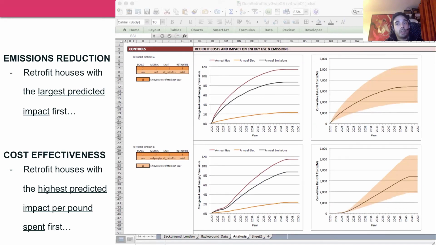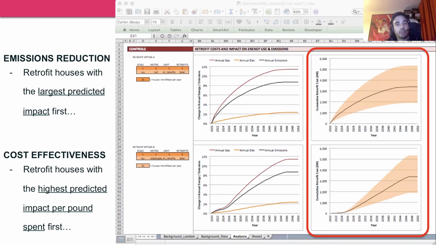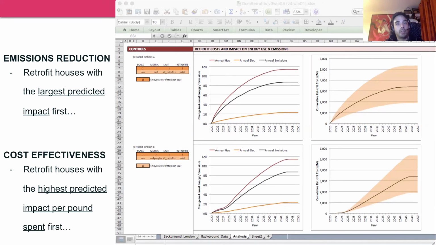Finally, these two graphs illustrate the impact that these two approaches have on emissions and total costs. So the left-hand pair shows how emissions and energy use are reduced over the 400,000 houses over time, while the right-hand graph shows capital spend over the same period. And we can clearly see the impact of these two approaches.